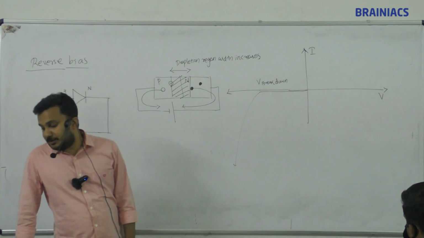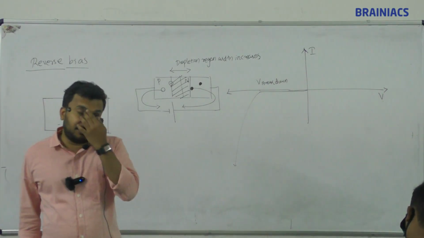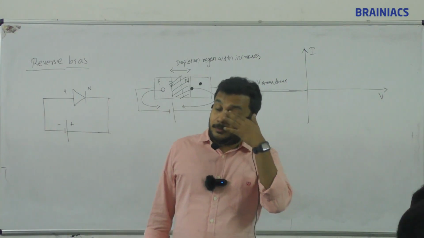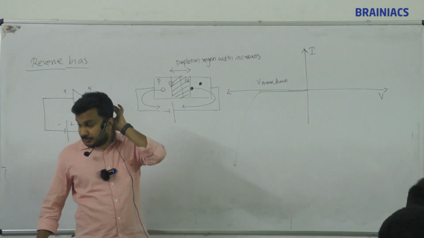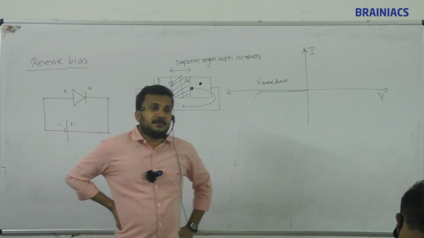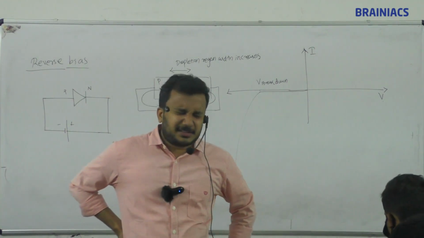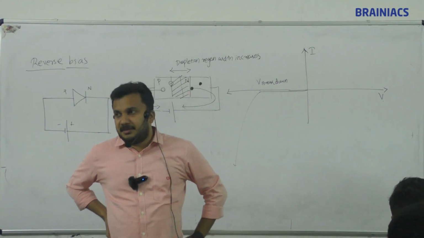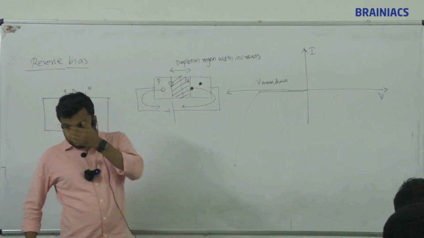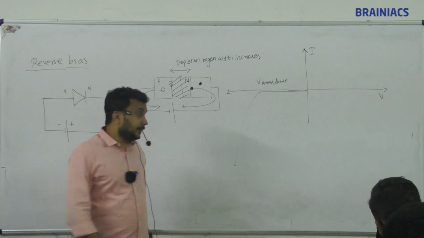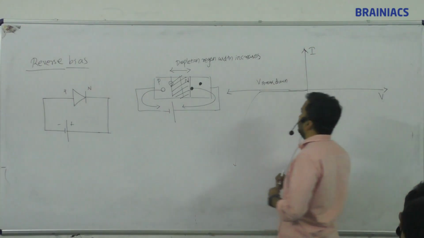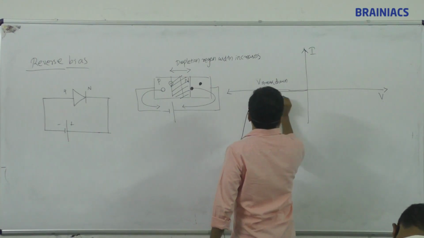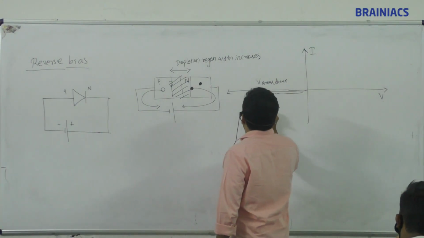So what have we written? Reverse bias characteristics. The positive terminal of the battery is connected with the n-type material, and the negative terminal of the battery is connected with the p-type material.